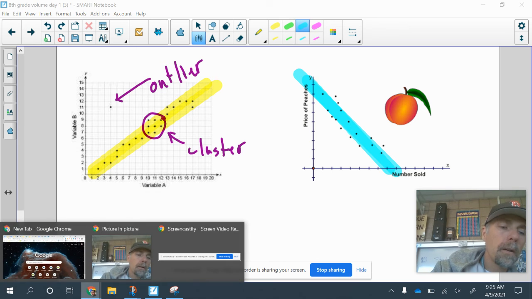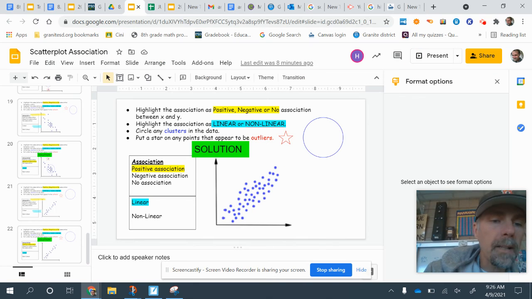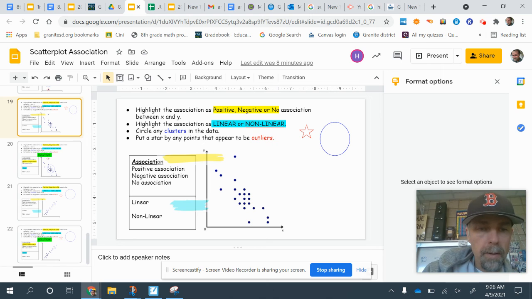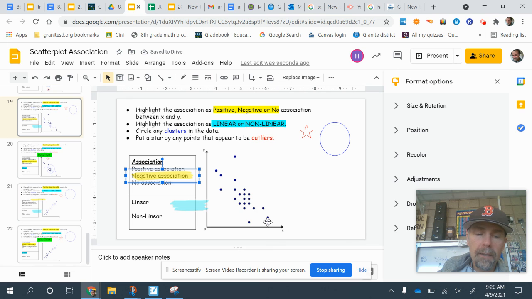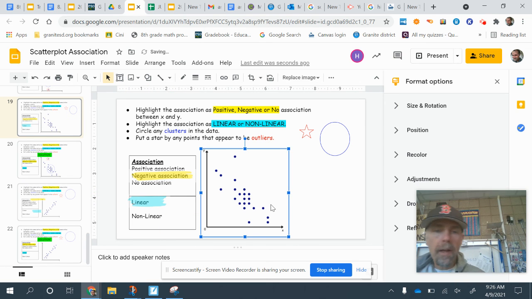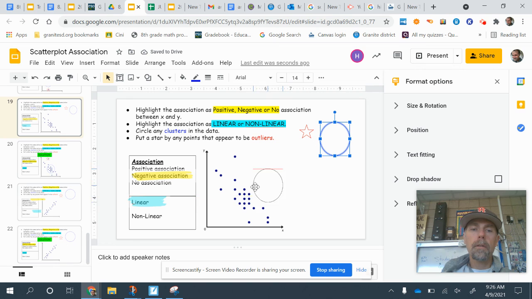One more thing. Make sure when you're doing this LTI that you move these to which one it is. So if you think this is a positive association, you'd put it there. It's obviously a negative association, so you'd put it there. Are the dots basically in a line, a linear situation where they're in a kind of a straight line? Yes, sir. So make sure you do that. Circle any clusters and put a star around the outlier if you think there is one.